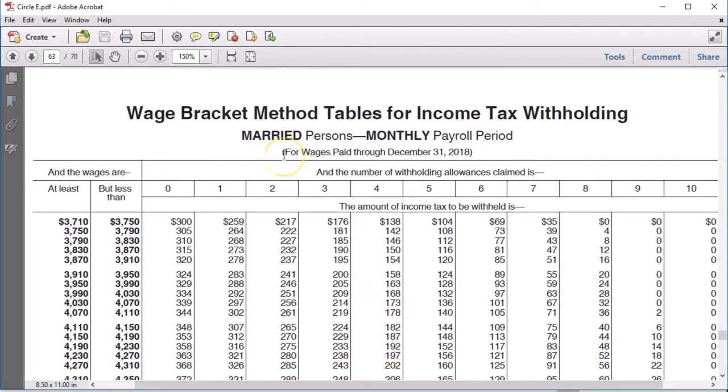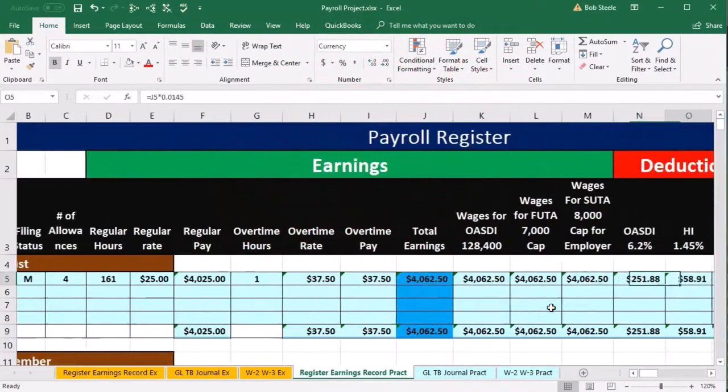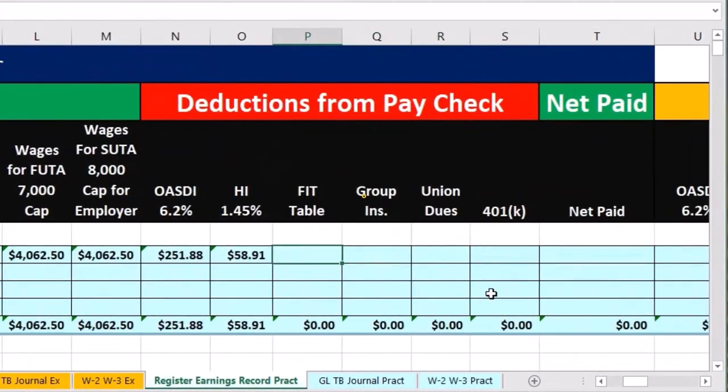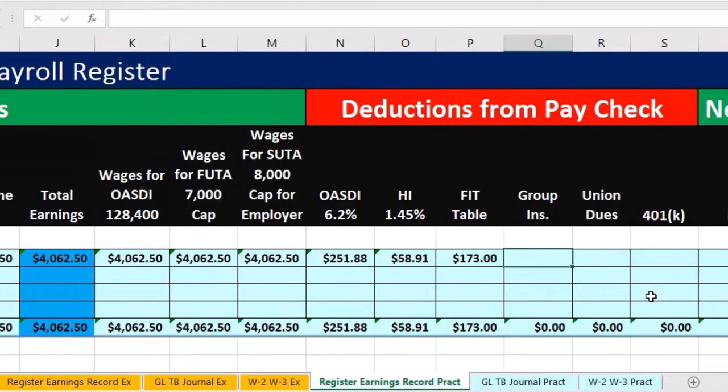In order to use the tables, we just need to make sure we're picking up the right table in terms of monthly, the right table in terms of marital status, and then the right column number and the wages within the wage range. Then if we go back to our table, we're going to go back to our cell over here, and we have to manually input this 173, I believe.